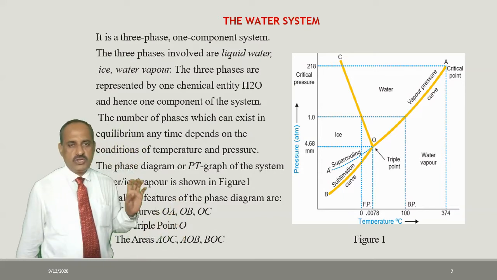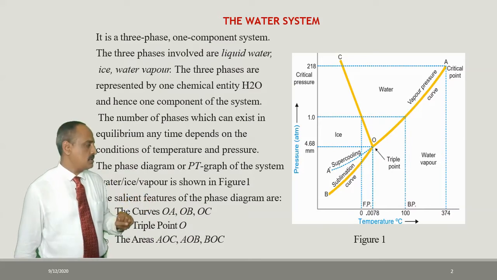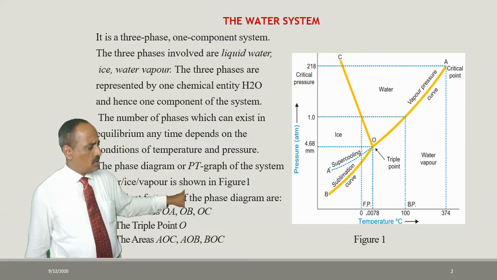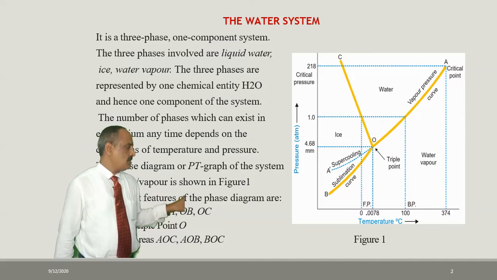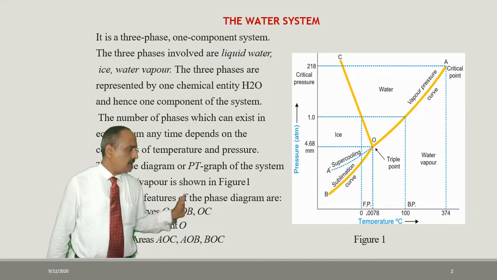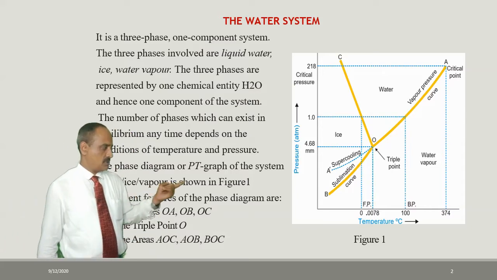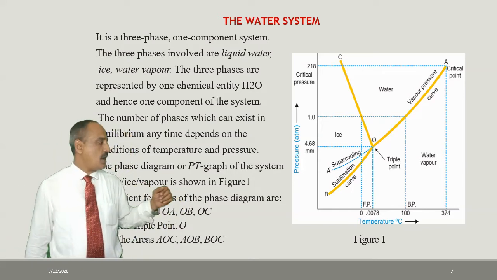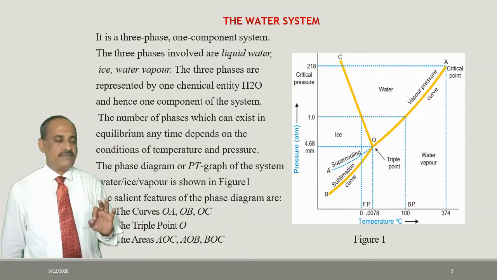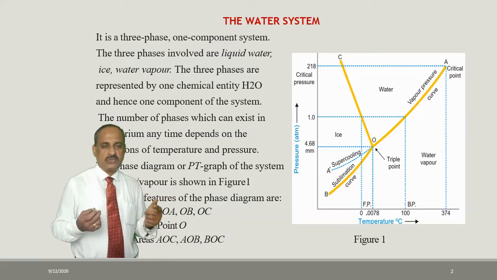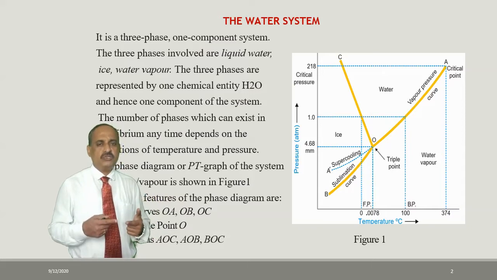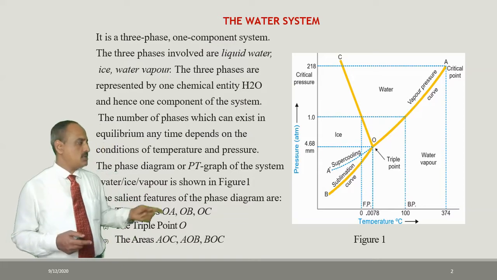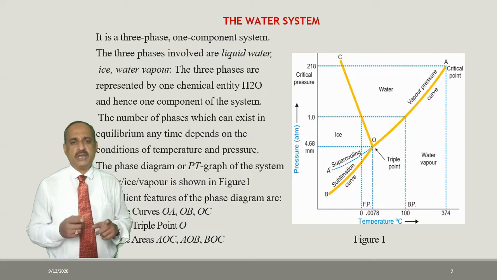If you observe the diagram, the salient features of the diagram can be divided into 3 parts. No doubt it is a very simple system. There are 3 different curves, which you can see as colored curves, that is OA, OB and OC. These 3 curves meet at one point, and that point is known as the triple point, which is denoted by O in the phase diagram. So, this is the complete phase diagram of the water system.